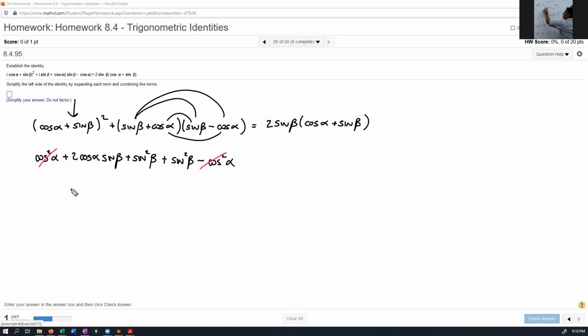So I have here 2 cosine alpha sine beta plus, there's 2 of these, 2 sine squared betas. That's those 2 together. And now I can factor out of those a 2 and a sine beta. If I factor that out, I'll be left with a cosine alpha there. Plus, I factor the 2 and I factor one of those out, so I'm still left with a sine beta there. And that's this. Yay, I did it. Okay, I made it to the end. I'm happy. Hope that helps.